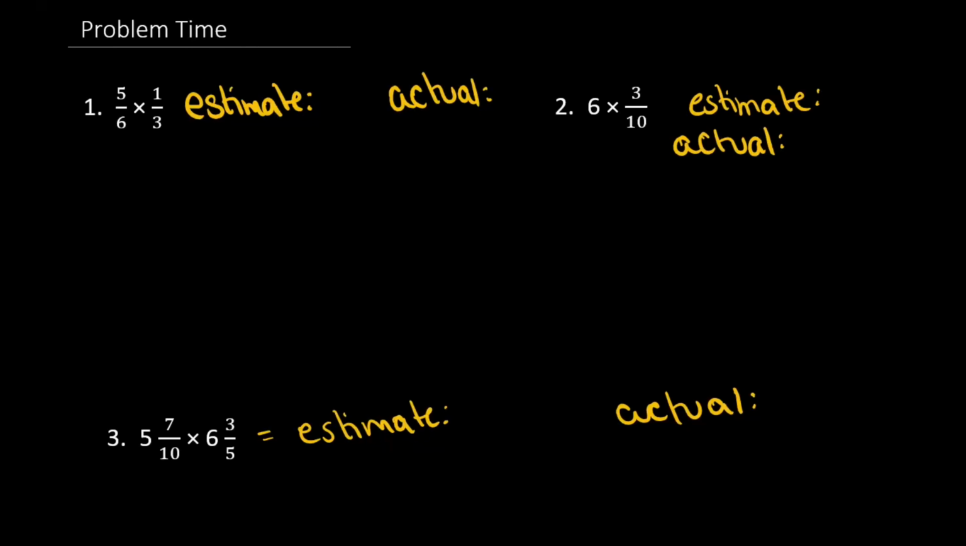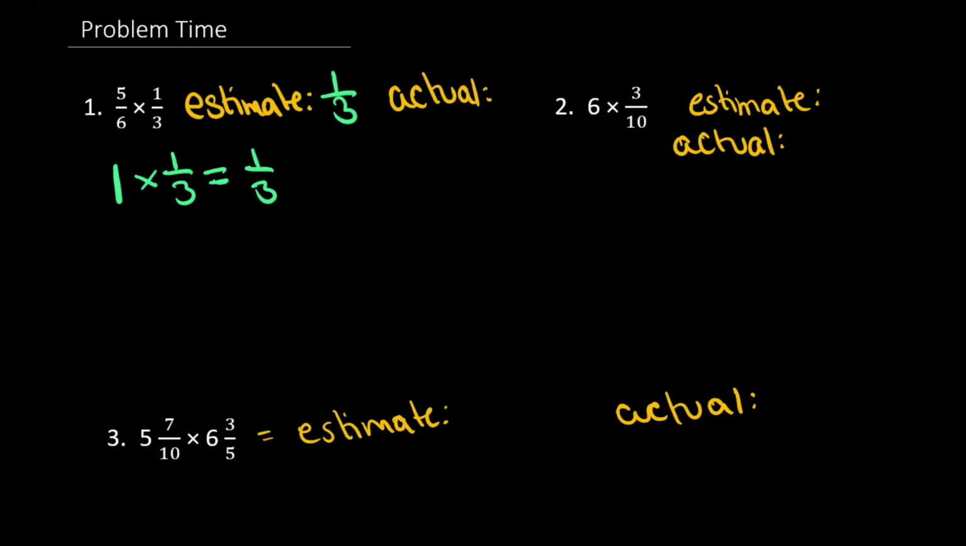So 5/6 times 1/3 is our first question. Let's round 5/6 to 1. I'm going to write 1. And then since 1/3 is a benchmark fraction, we can leave it as 1/3. 1 times 1/3 is 1/3. So that is our estimate.